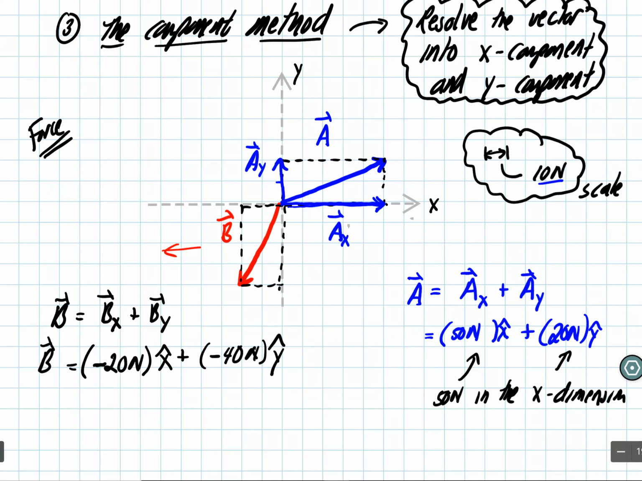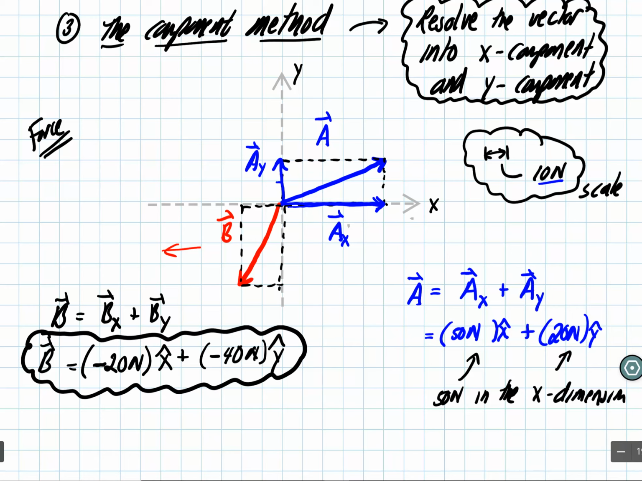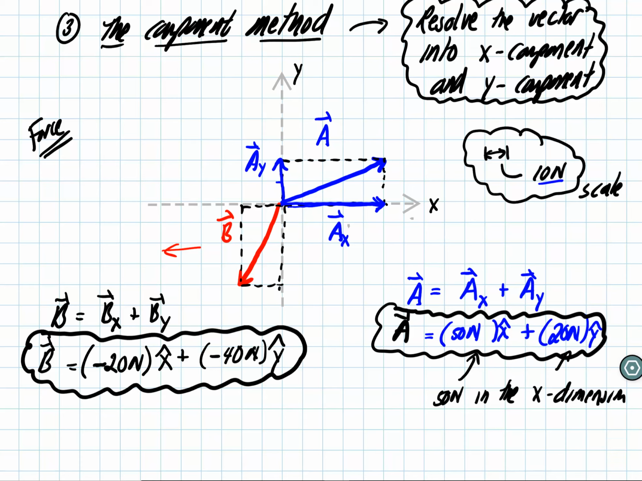Now, the beauty of breaking things into their components is really best seen if we want to add these two vectors together. I'm not going to do it, I'm just going to give you a preview. If we wanted to add these two vectors together, suppose that they were two force vectors, and we wanted to know, okay, what's the overall effect of these two forces acting together? We can't simply just add them like numbers. We have to add them.